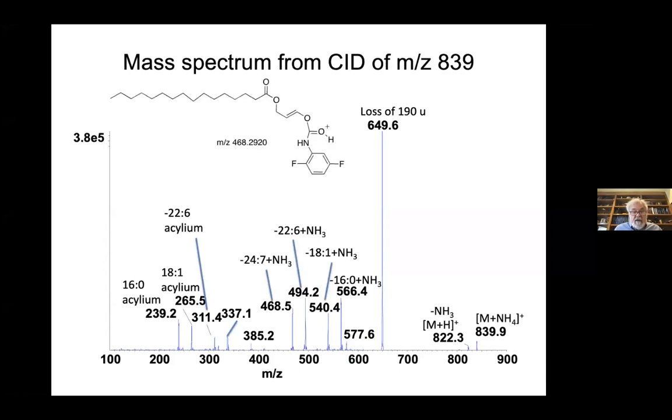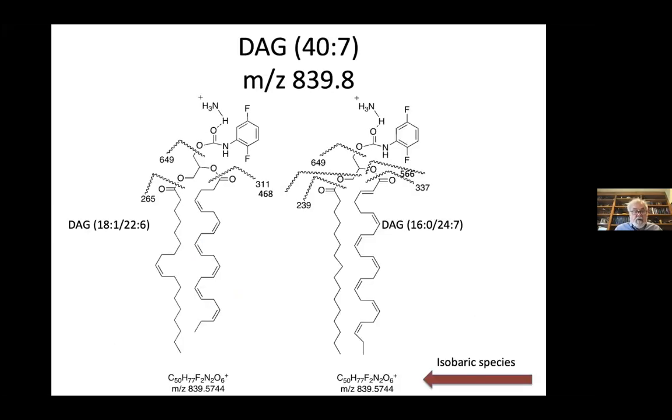And you see the loss of a 24 with 7 double bonds, plus some neutral ammonia. And you see that acylium ion there. So all of those are present in there. It's a mixture of 2 isomeric species. So what could they be? Well, here's our suggestion. One could be 18-1, 22-6, adds up to 40 with 7. And this one could be 16-0, 24 with 7.